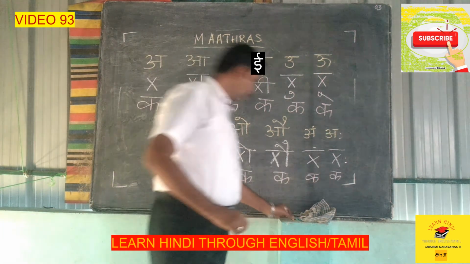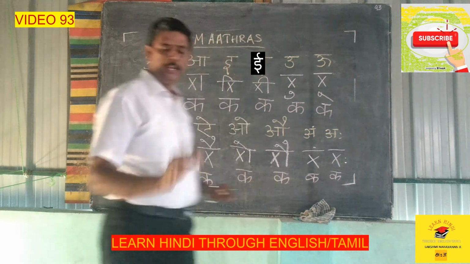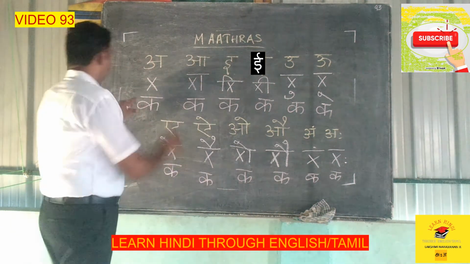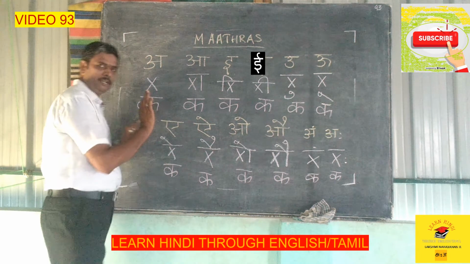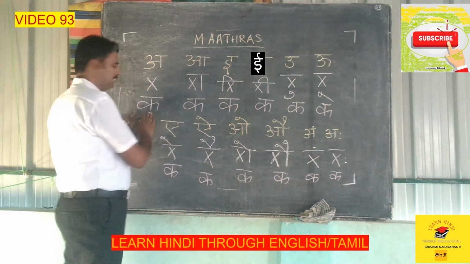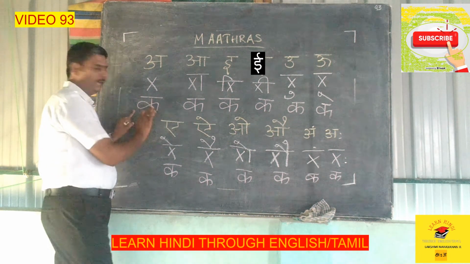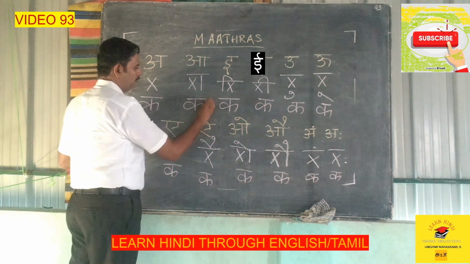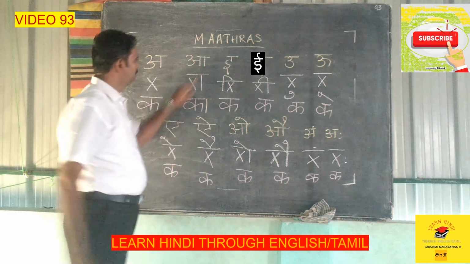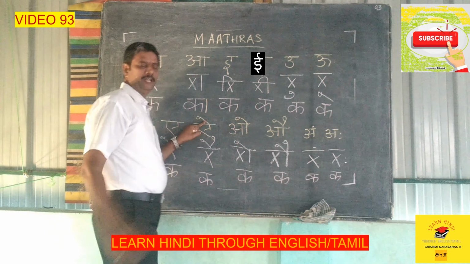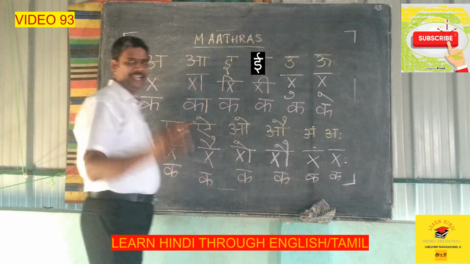Now what I am going to do is add the matra. If the letter remains the same, this is the A sound. That is, K means K. I am going to make Ka. See? Ka. One line. I am adding one more line.